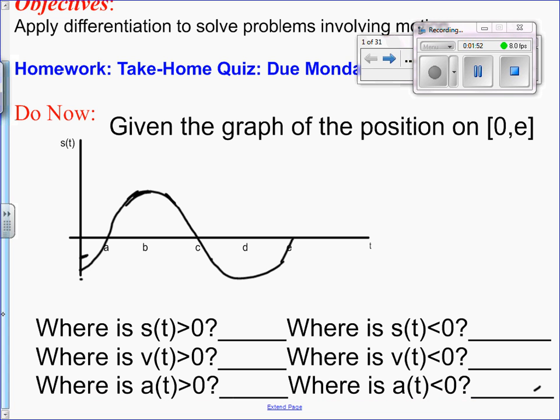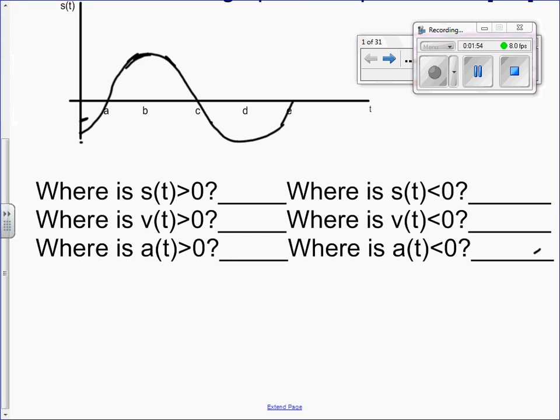All right, so we're going to use interval notation when we answer these. So where is the position positive? What interval or intervals? From A to C. I'm not going to include the endpoints because at A it would be 0 and at C it would be 0. So I just want to say all the times between A and C. So we write (A, C). Interval notation. You've seen it, right?